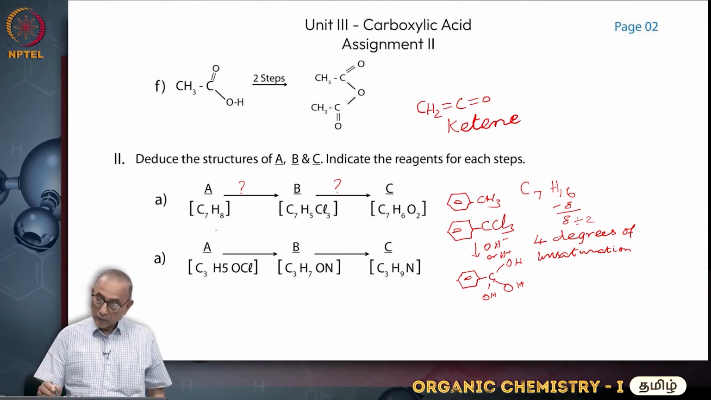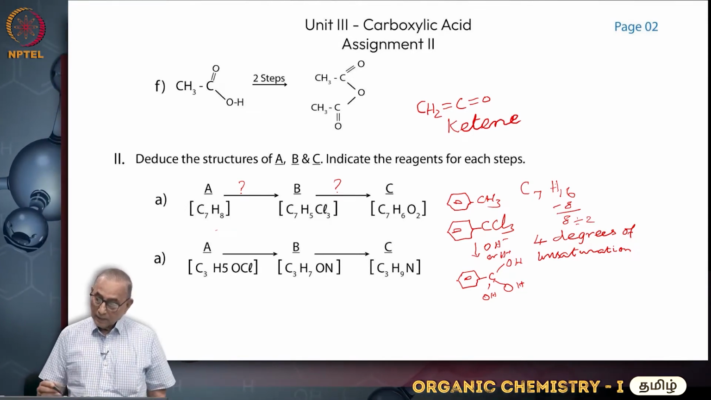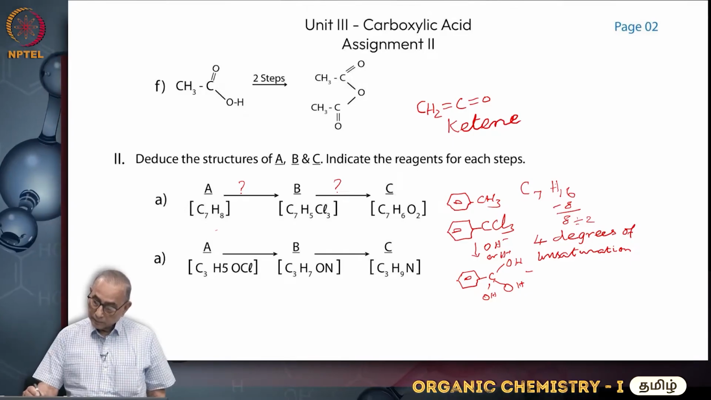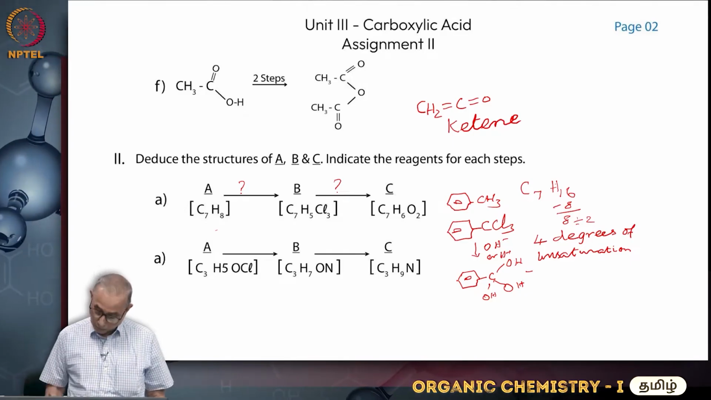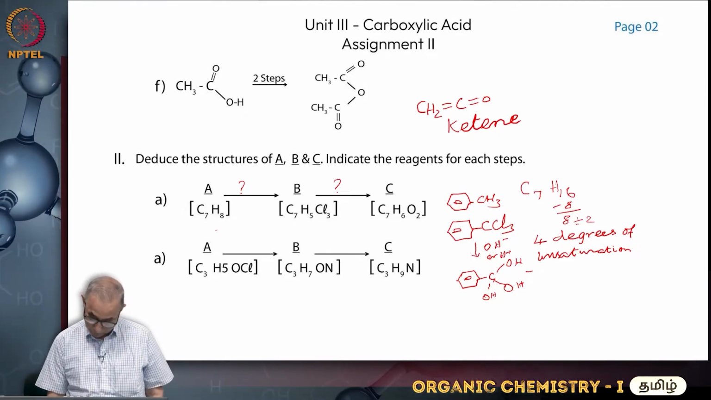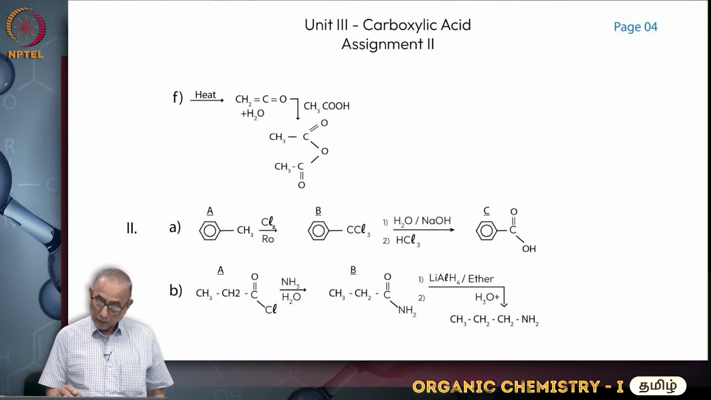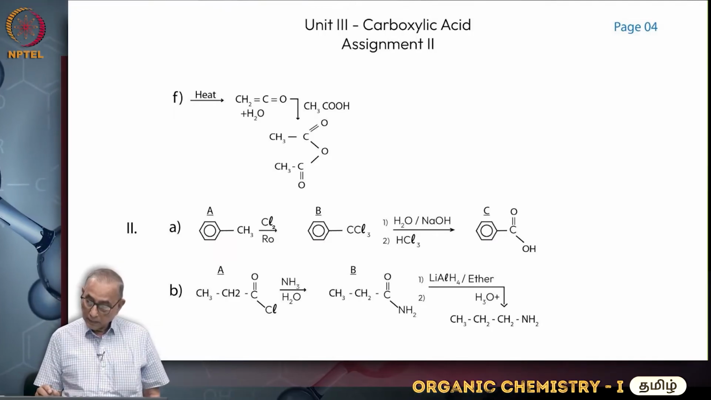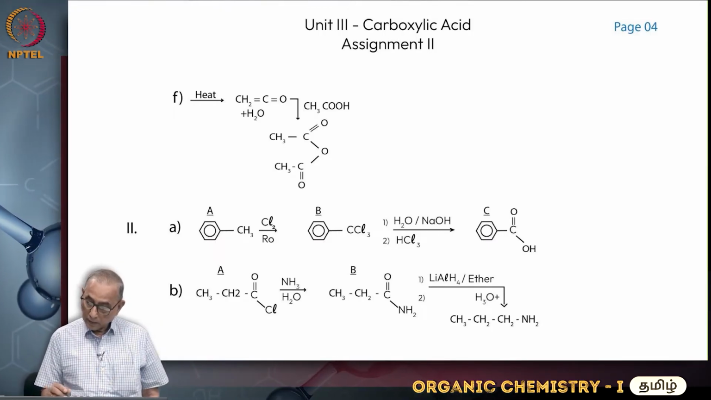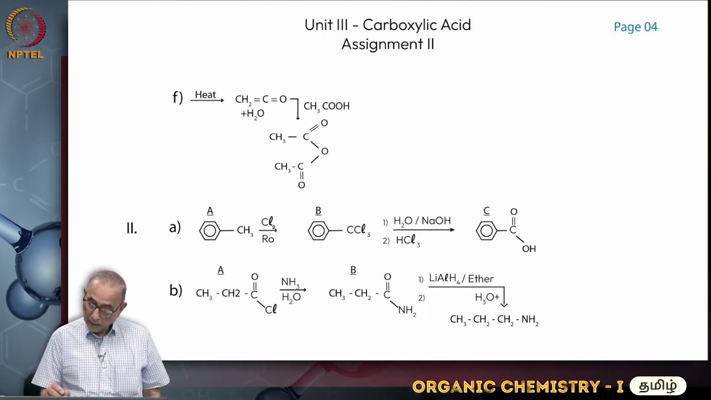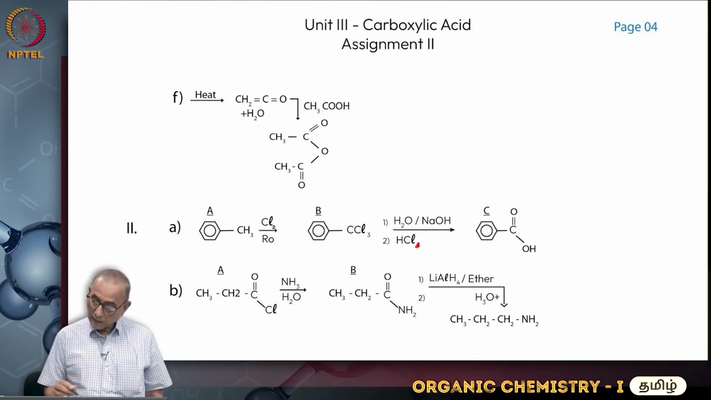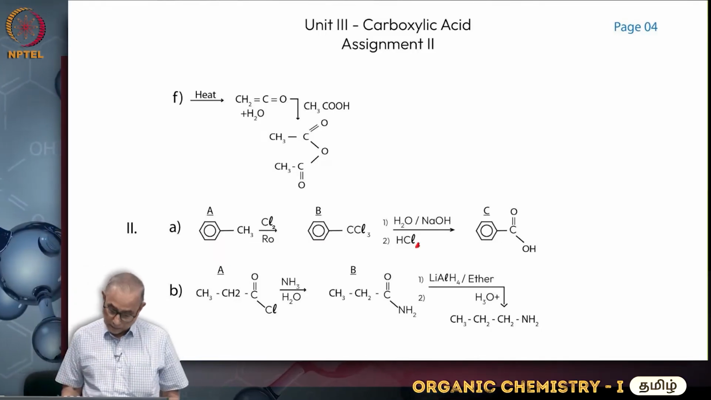This is trichloromethyl benzene. This is another product. So toluene is chlorinated to trichloromethyl benzene, then with water and sodium hydroxide and neutralized by HCl, you get benzoic acid.